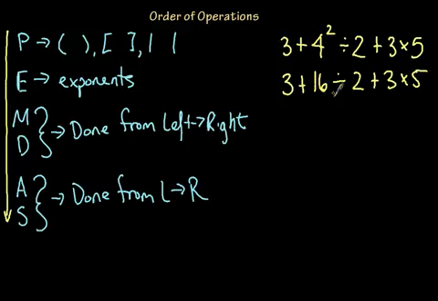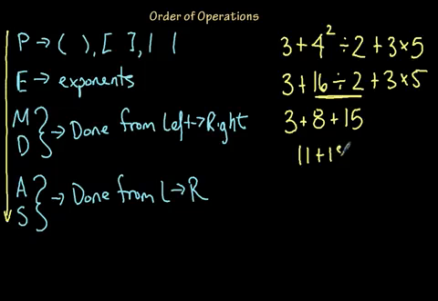Alright, now we're left with addition, division, addition, and multiplication. The next thing in the steps is multiplication and division. We do those left to right. So we're going to have a 3. Now here I have division. 16 divided by 2 is 8. And then I have a plus. 3 times 5 is 15. Once we're at this step, we're left with just addition. 8 plus 3 or 3 plus 8 is 11. 11 plus 15. And then we're just left with 26.